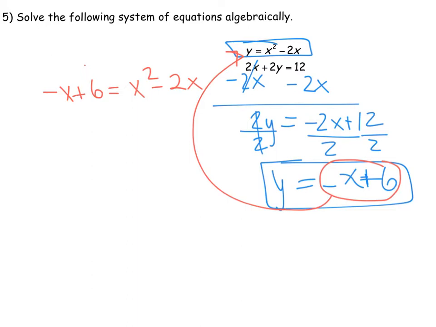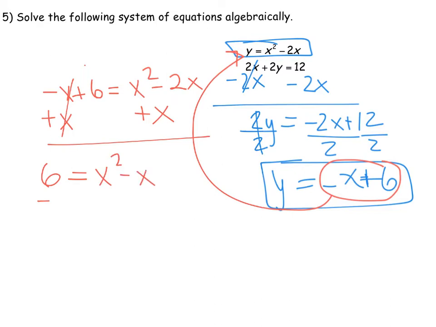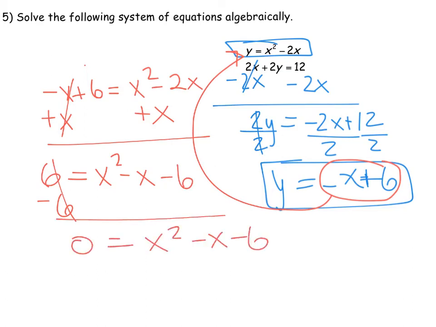You have to remember x squared is a quadratic function. And how do we solve quadratics? By setting them equal to 0. So I'm going to start by setting this equation equal to 0. I'm going to bring over the x by adding x to both sides. So now I have 6 equals x squared minus x. I'm going to subtract over the 6, and now I have 0 equals x squared minus x minus 6.